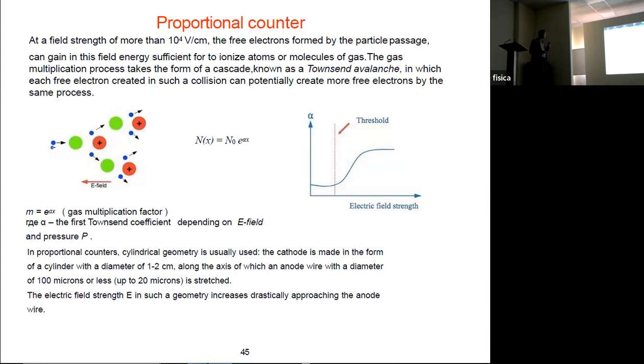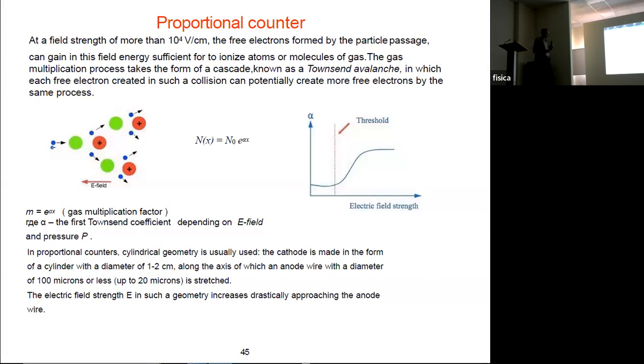And this exponential factor is called the gas multiplication factor, and the exponent alpha is called the first Townsend coefficient, which depends on electric field and pressure. As we talk about gas detectors, we have to keep pressure in mind all the time, because it's very important. It implies the concentration of molecules.